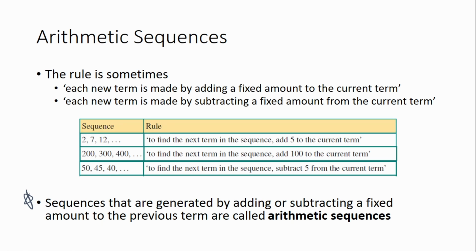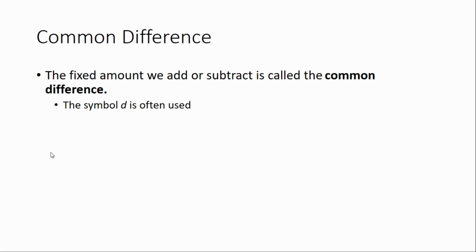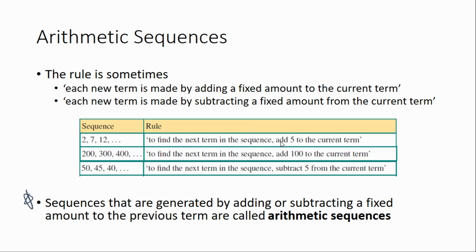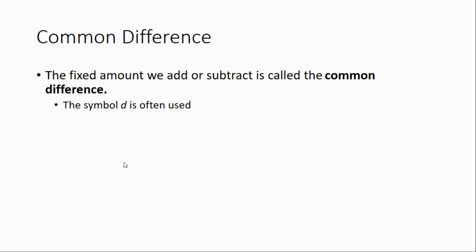If you do have it down, we'll move on to the next slide, and it's about common differences. The fixed amount we add or subtract is called the common difference. In this case it will be 5 for that first one, that second one will be 100, and that third one will be 5 again. And to represent the common difference, we often use the symbol D.